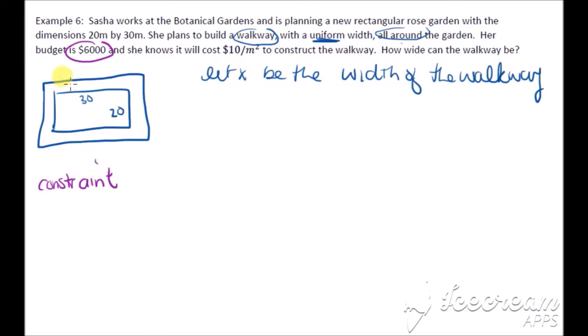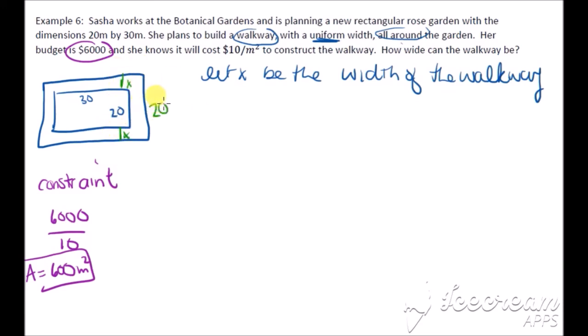Okay, our constraint is that her budget's $6,000. Well, that doesn't give me anything because we're talking about meters squared. But she knows that it'll cost approximately $10 per meter squared to construct the walkway. So if we divide those out, her constraint is that the area can only be 600 meters squared. That's the maximum area. And that's okay, we'll work with that.